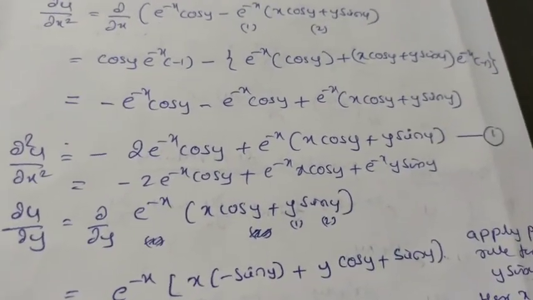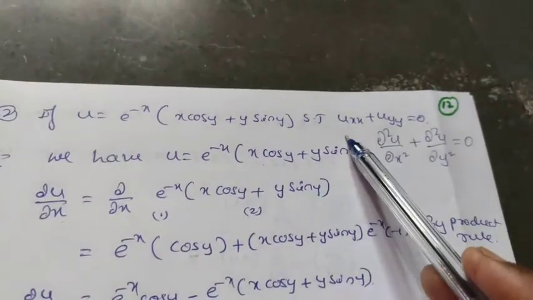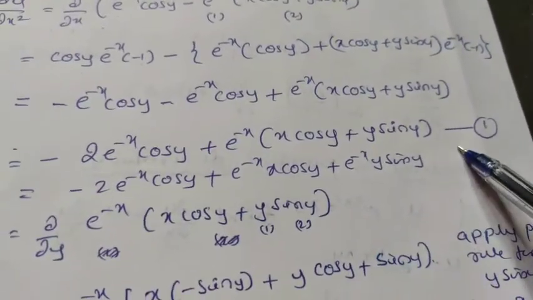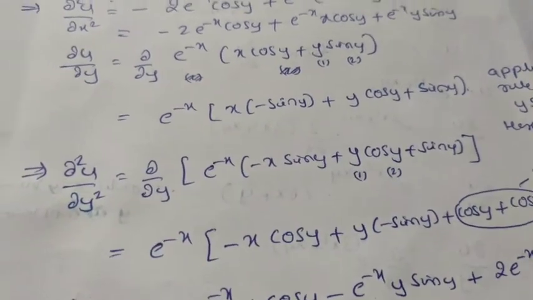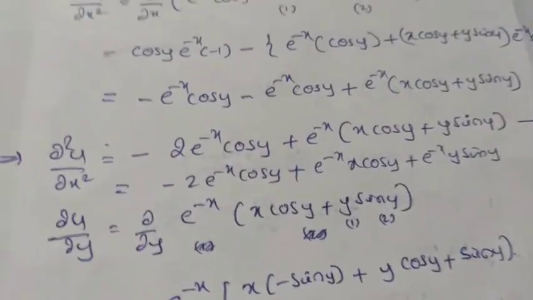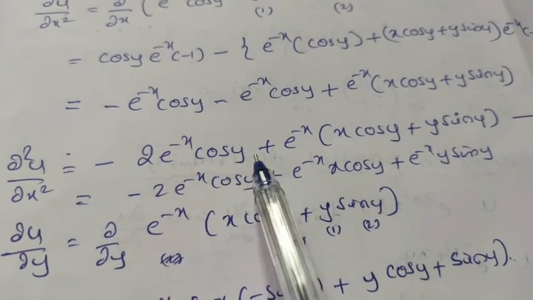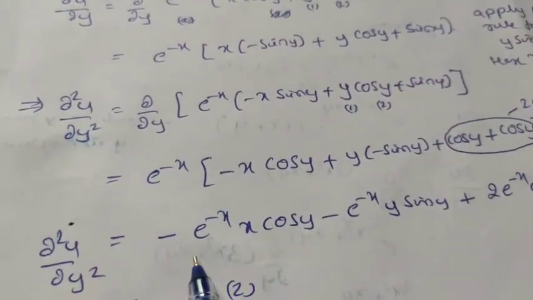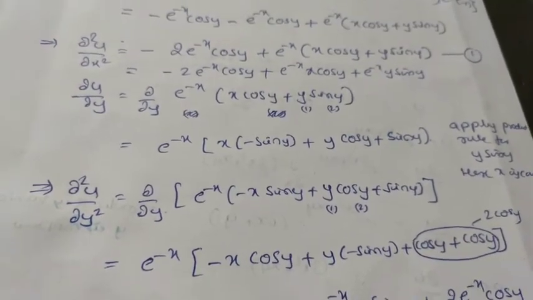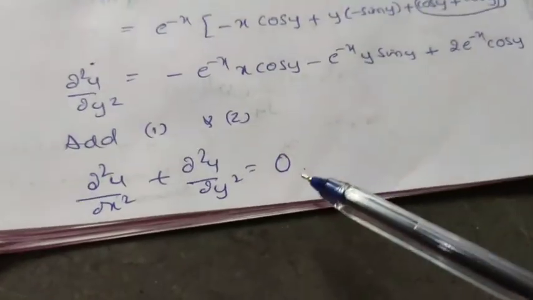So from equation 2 and 1, the RHS are not equal. So we have to add these two equations because we want to find uxx plus uyy. So you have to add these two equations. Adding equations 1 and 2. So here let us take equation 1. In equation 1 we have here minus 2 e raised to minus x cos y. Here we have e raised to minus x minus e raised to minus x cos y. So if you add these two equations, these terms will get cancelled. So you will get 0.